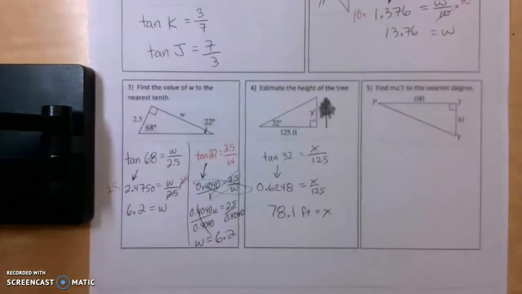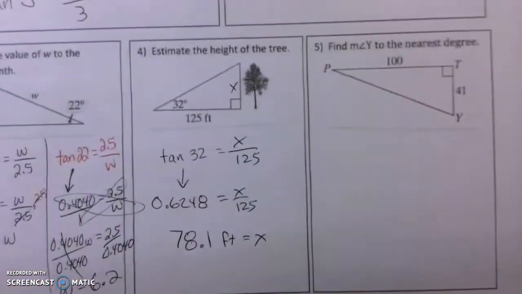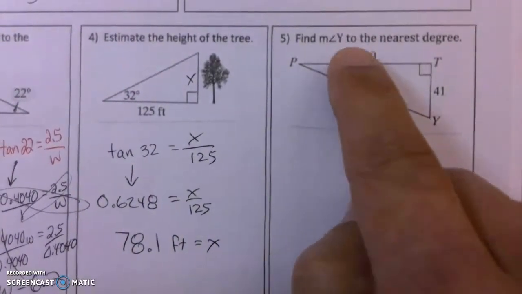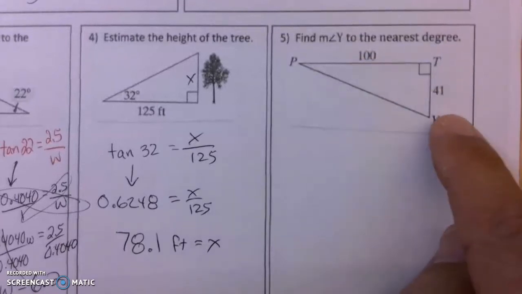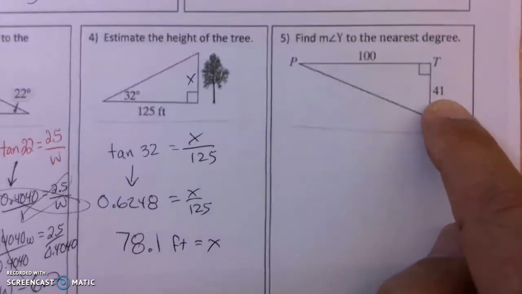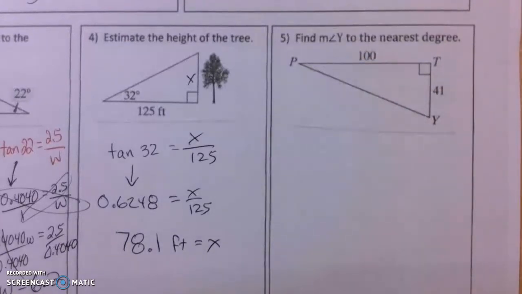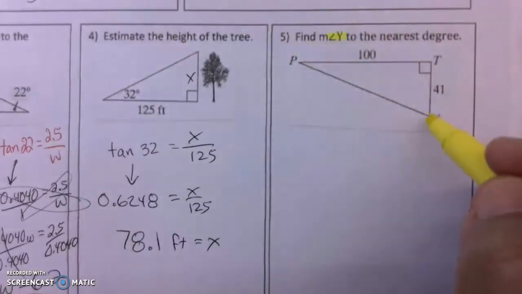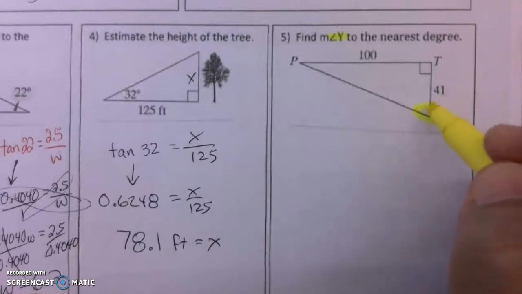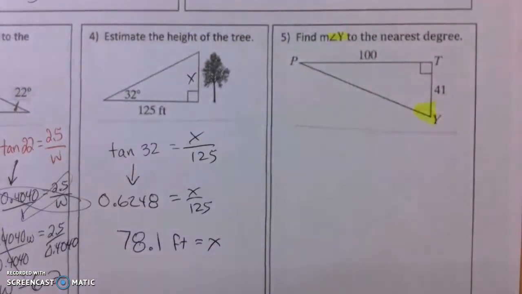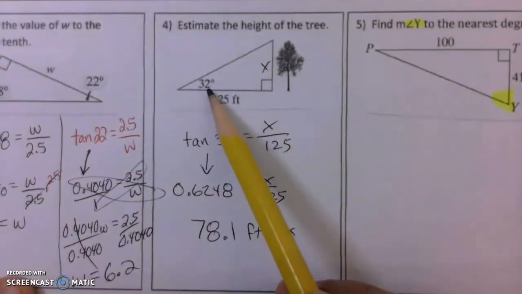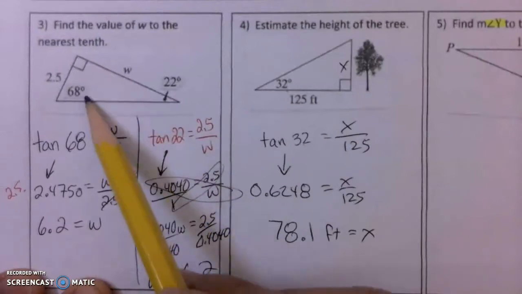And now we're going to go to number 5 here. And this is where we actually have the side length, like 100 inches, 41 inches, or feet, or whatever. And we want to figure out, well, how many degrees is angle Y? And we're going to use the tangent button for this. In the past, we were given the 32 degrees. We were given the degrees, 68 degrees.